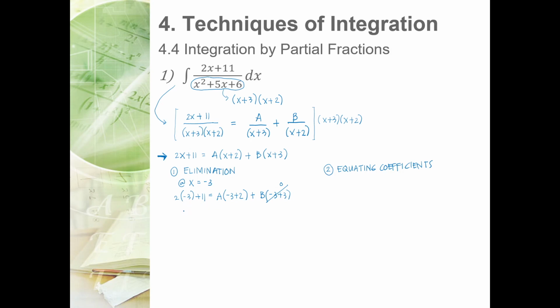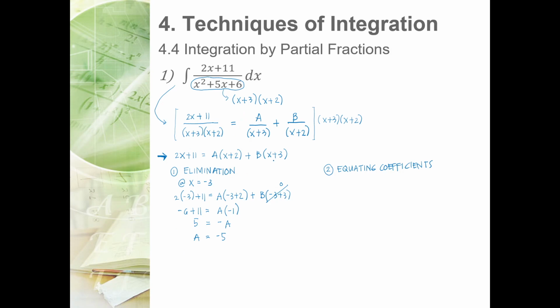So next would be -6 plus 11 is equal to A times -1. Then that would be 5 equals -A. So meaning our A would be equal to -5. So we now have a first value for our unknowns.